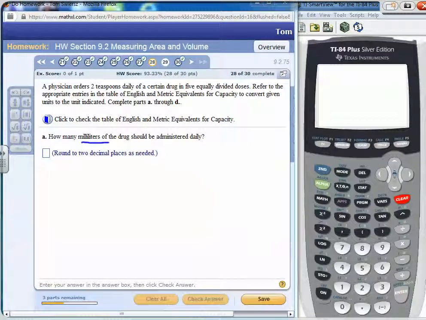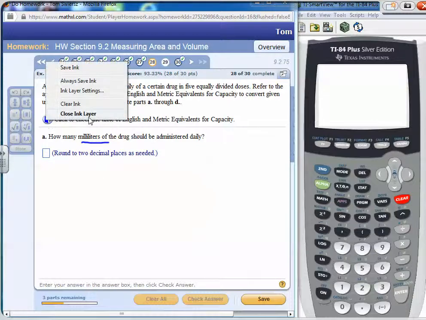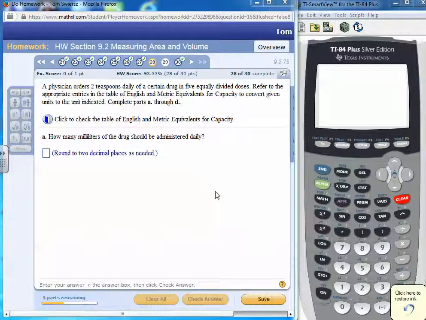All right, how many milliliters of the drug should be administered daily? Okay, 2 teaspoons daily in 5 equally divided doses. So 2 teaspoons daily, that's the total for the day. It's divided 5 equally, but we're going to do it for the daily. If you click here for the English to metric conversions, we want to get teaspoons to milliliters.